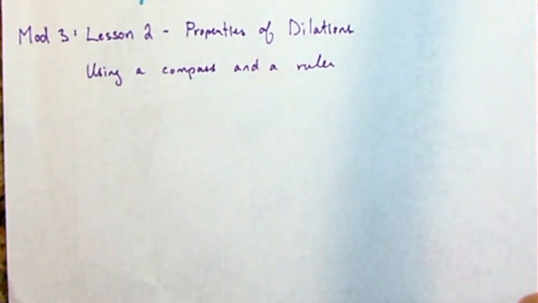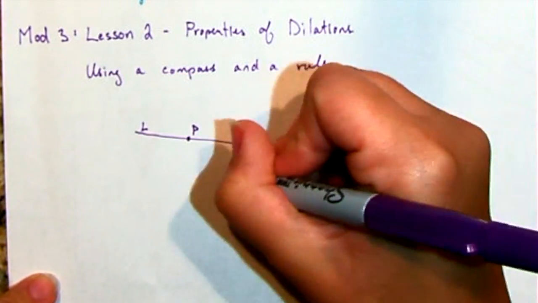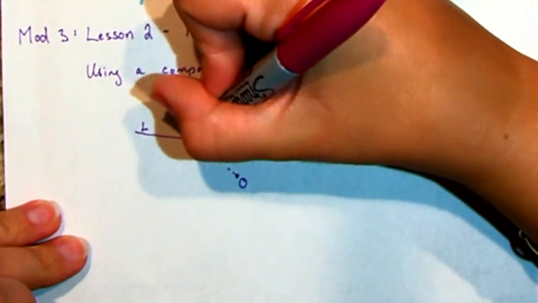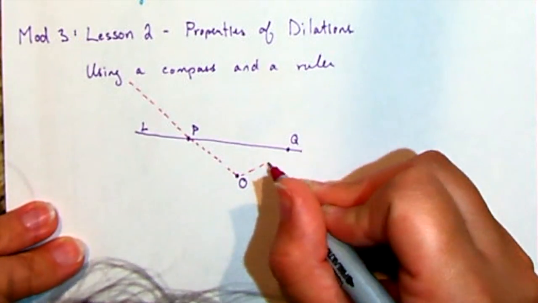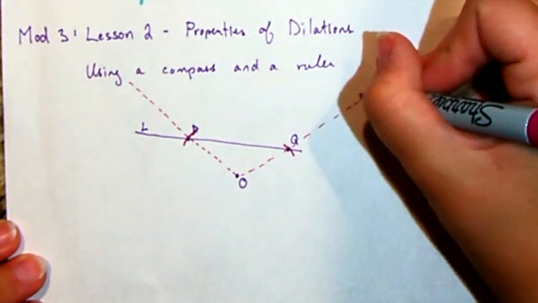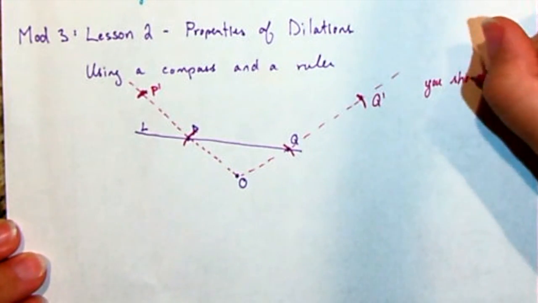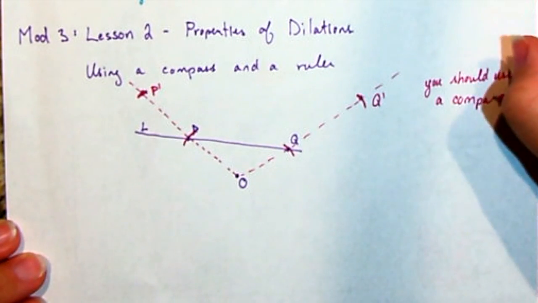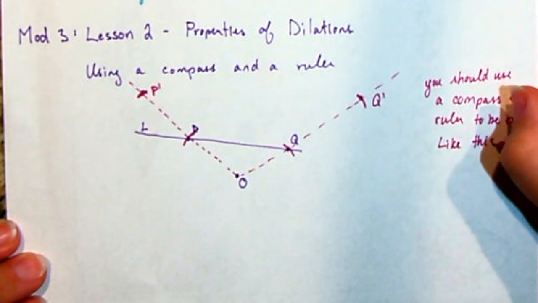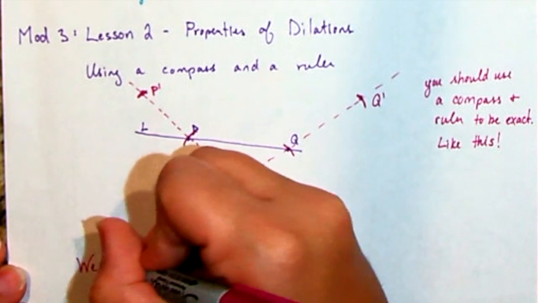So using a compass and a ruler, if I have a line, L, and on that line there are 2 points, P and Q, and then there's that center O that we've been talking about. In order to build the dilation, I want to use a straight edge to draw a ray from point O through any existing points like P and Q. And then I use a compass to mark the distance between O and Q and then extend it out to Q prime. And the same process goes for O and P, and then I extend that out to P prime. So you should always use a compass and a ruler to be exact. And when you do that, it looks like this.